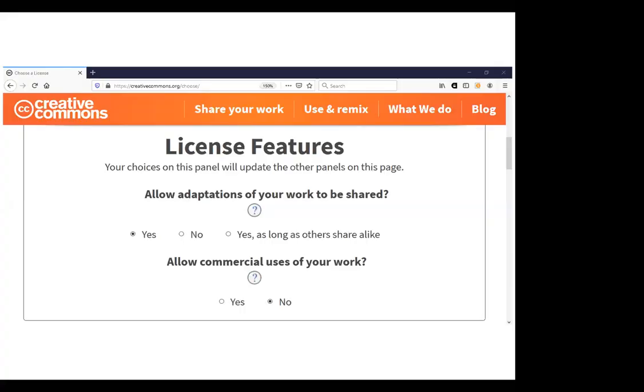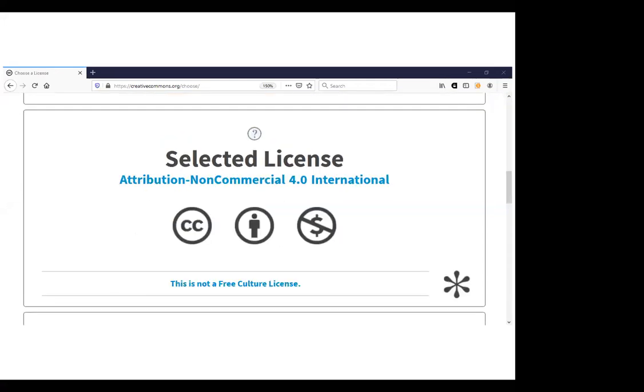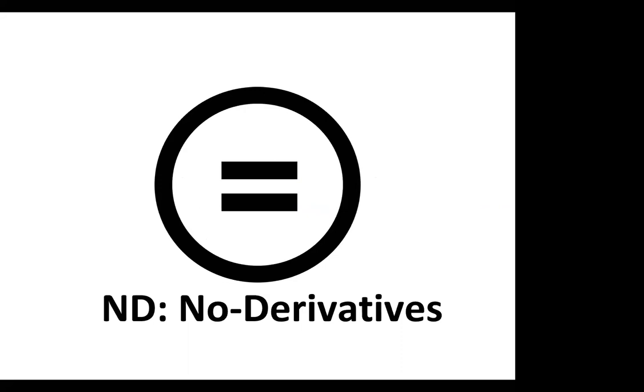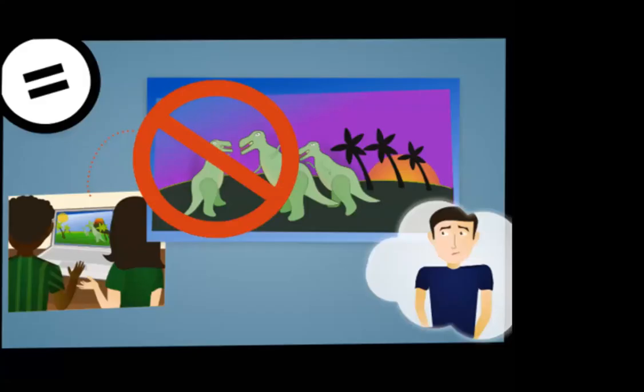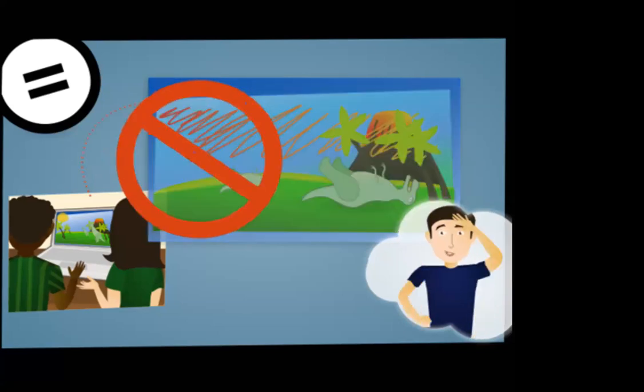And that's when you answer those questions that I showed in the beginning, that you allow adaptations, but you don't allow commercial use of your work. So this license is called the Attribution Non-Commercial license. Another license is called No Derivatives. For example, if I had a picture with three dinosaurs, I shared this picture with my friend, and my friend changed it. So I had these lively dinosaurs, and my friend killed them all and made a mess with my picture.